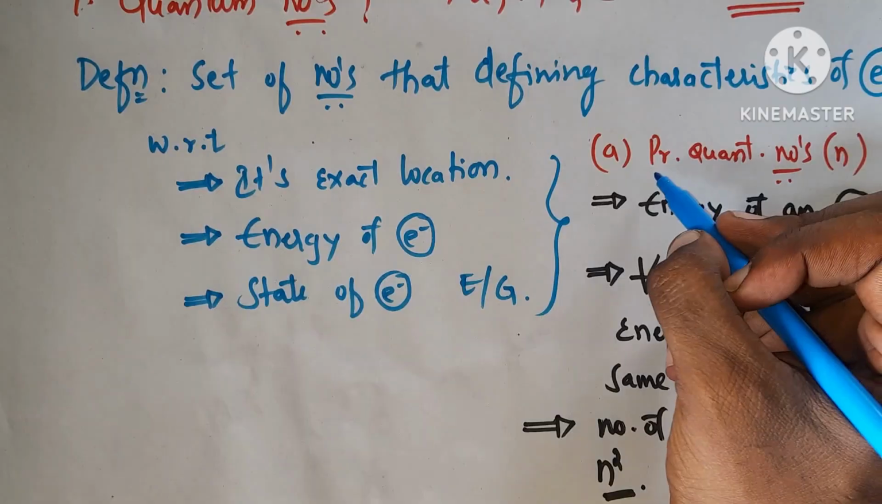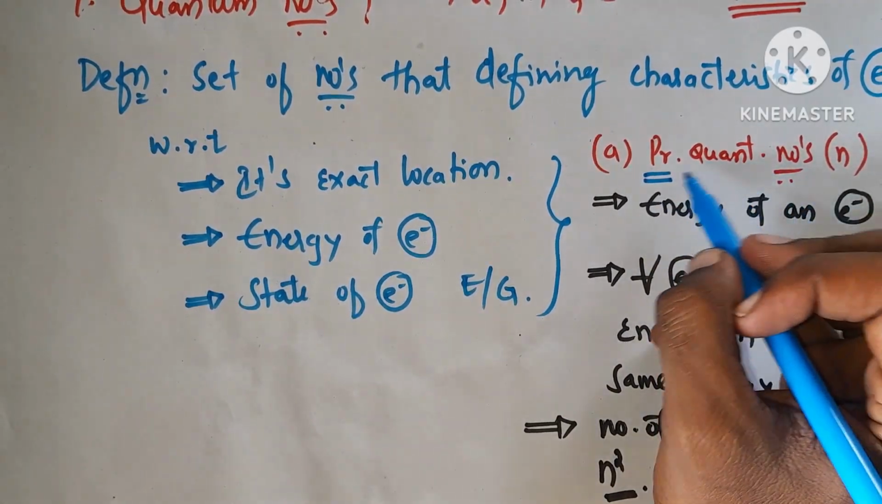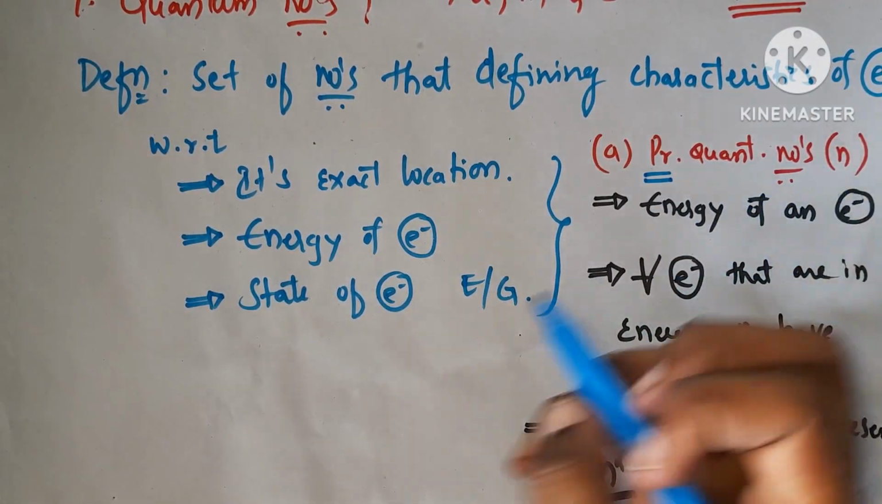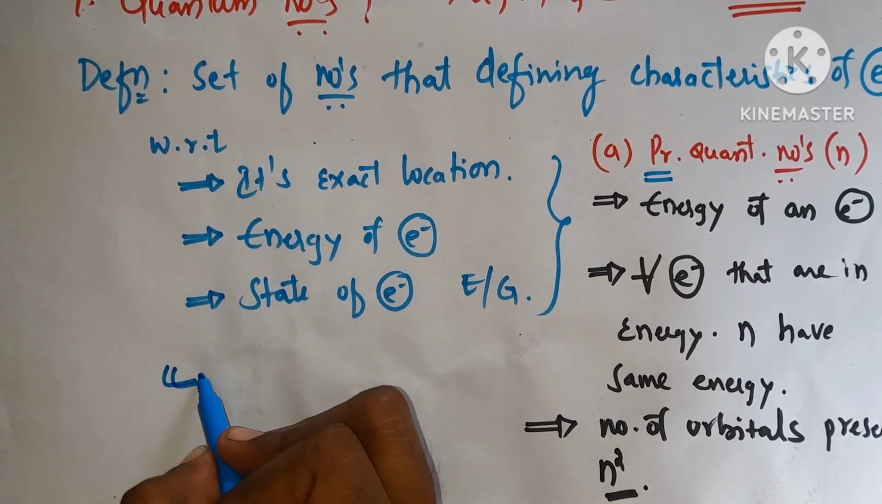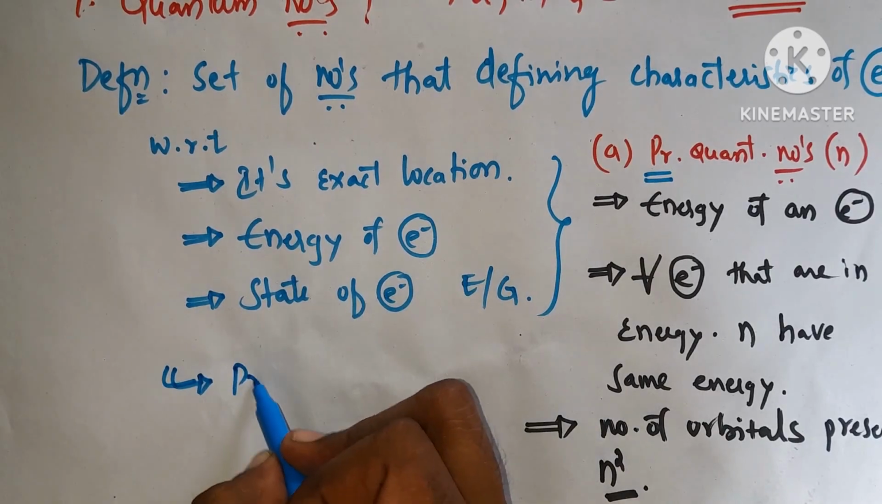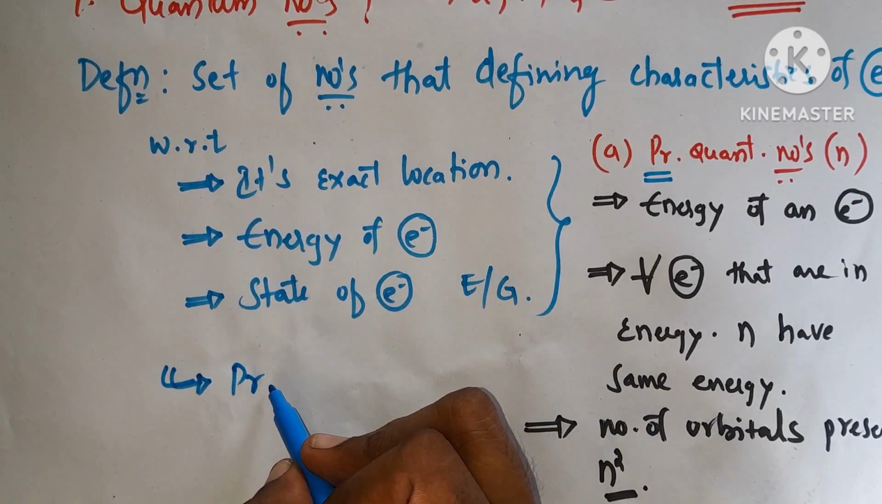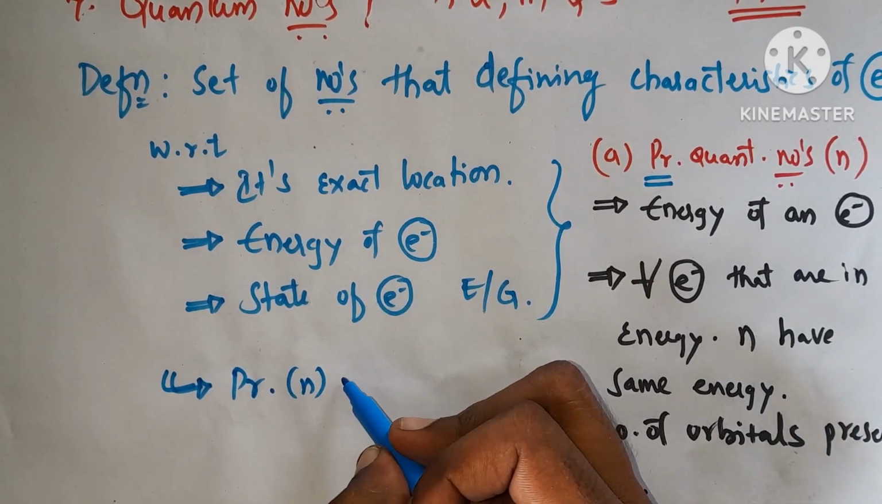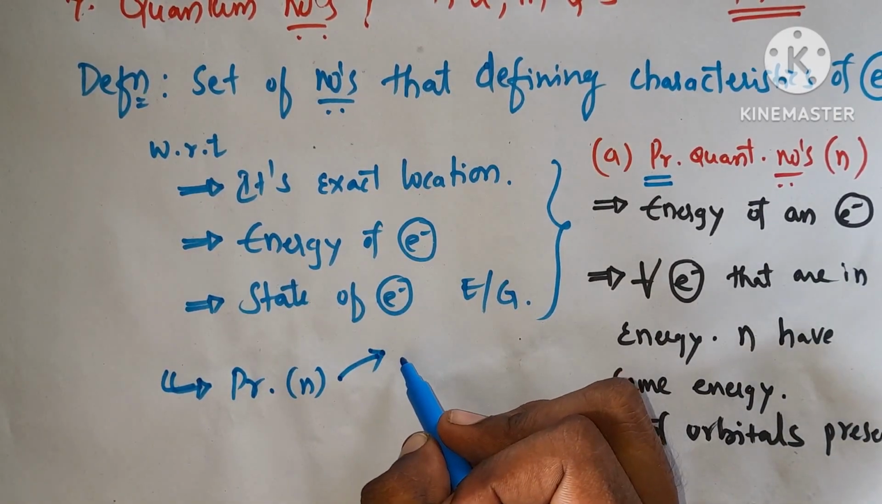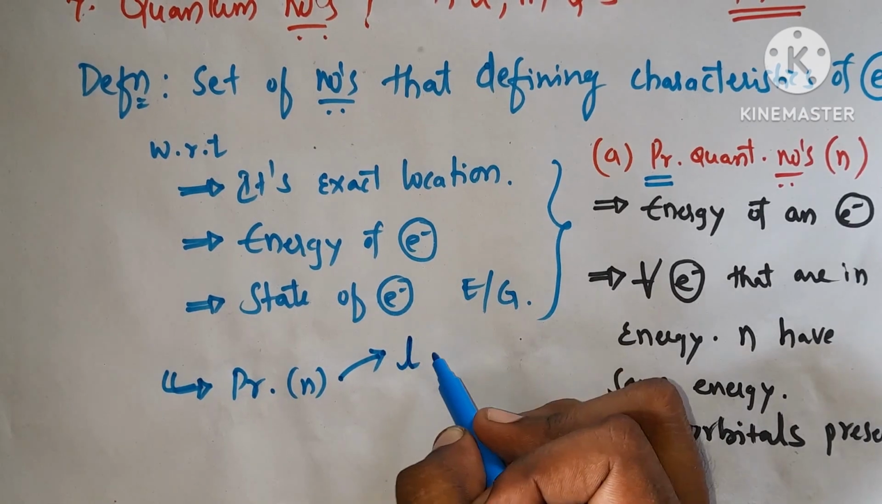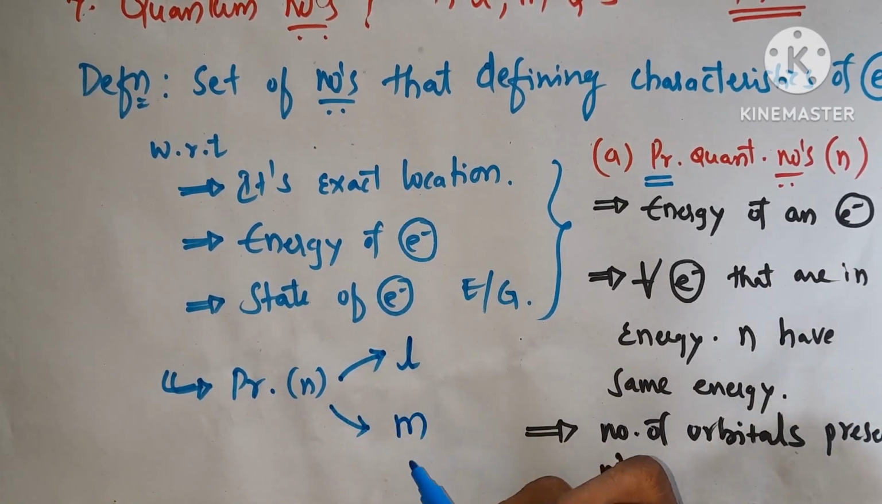So the word principal in principal quantum number is given because this quantum number, principal quantum number n, will give a further idea for the leftover quantum numbers, that is azimuthal quantum number L and magnetic quantum number M.